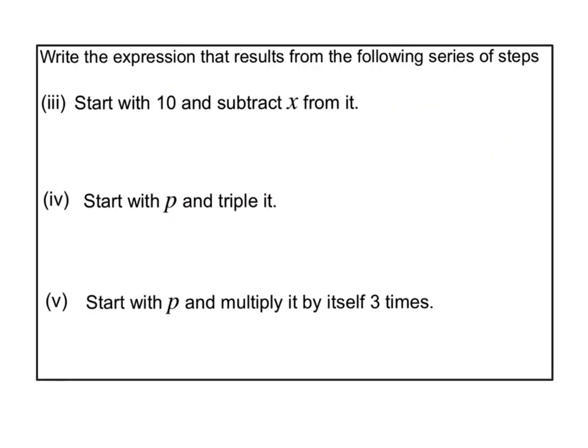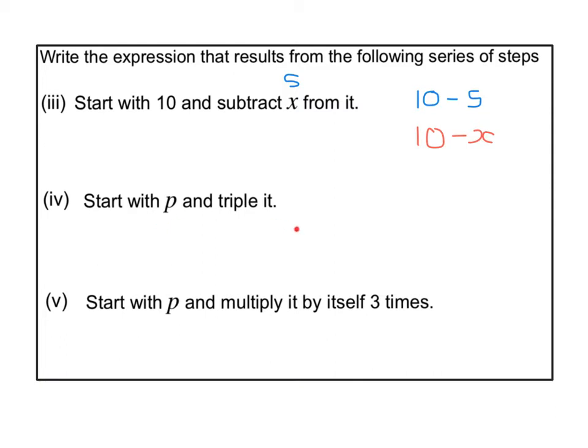Write the expression that results from the following series of steps. Start with 10 and subtract x from it. So if I was doing start with 10 and subtract 5, I would have to do 10 take away 5. So that's the number version. We haven't subtracted 5, we've subtracted x. Start with 10, take away x. So you can see that all that's changed was it was 5 in our number version. We've now changed it to x in our algebra version. Start with 10, subtract x.